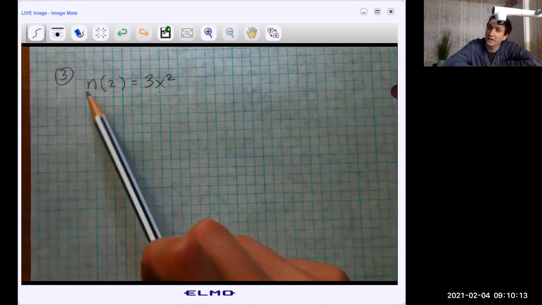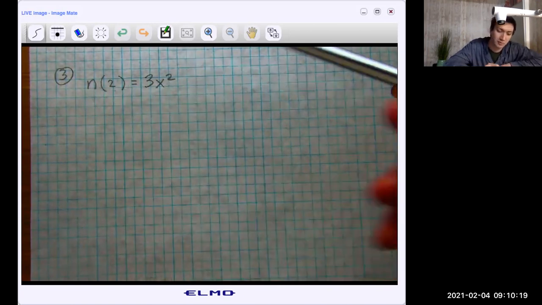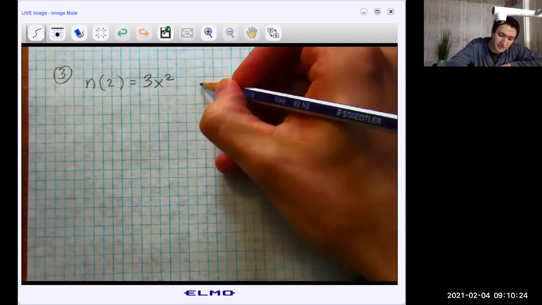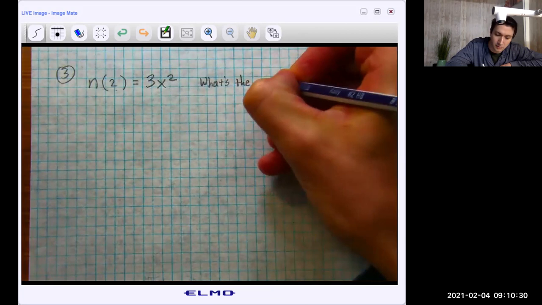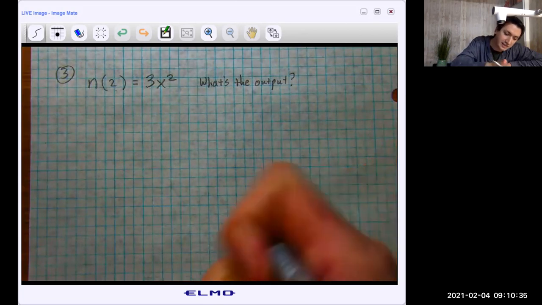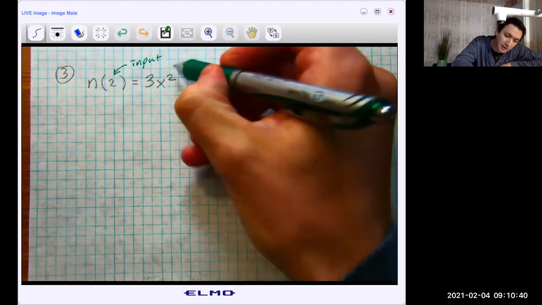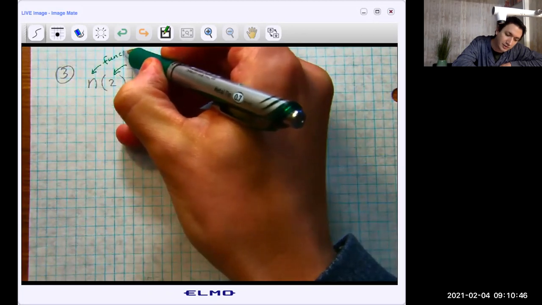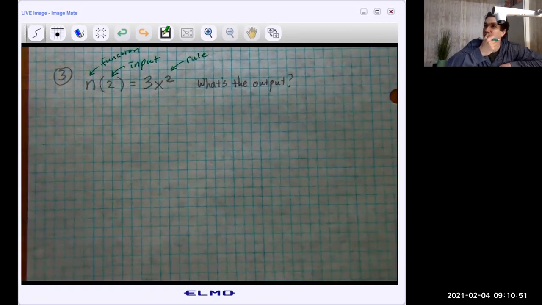It says there's function n. I'd say n of 2 is 3x squared. So because it's written like this, what it's asking us to do is find what's the output. And I know it's asking us to do that because it shows me right here what the input is. And it shows me right here the rule. And it shows me right here the function that we're calling n. So would you post in chat, what's our output going to be?